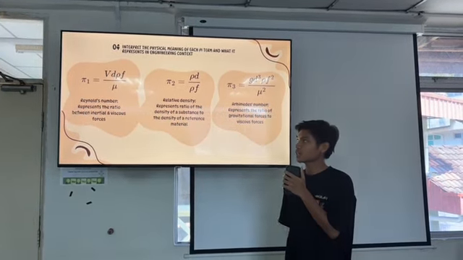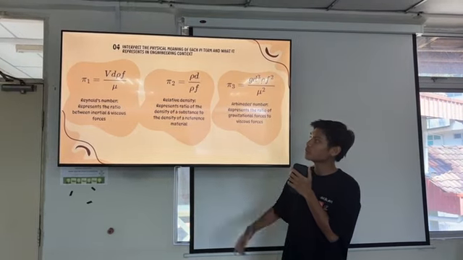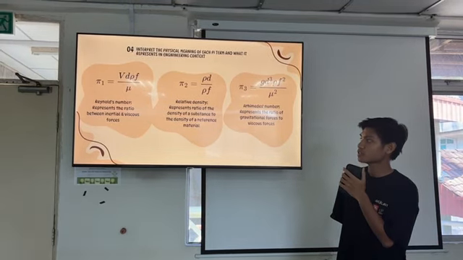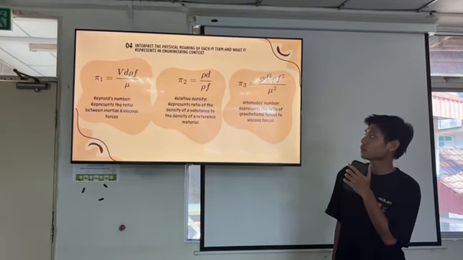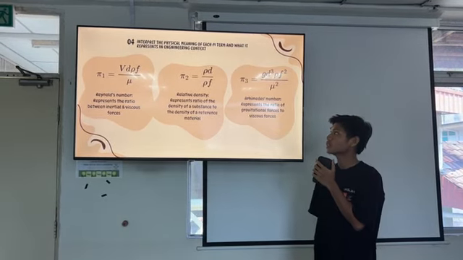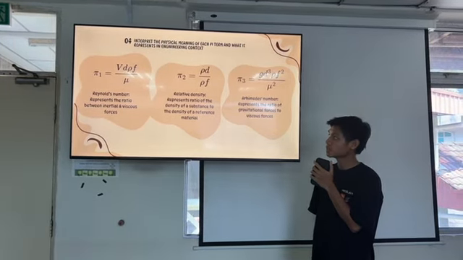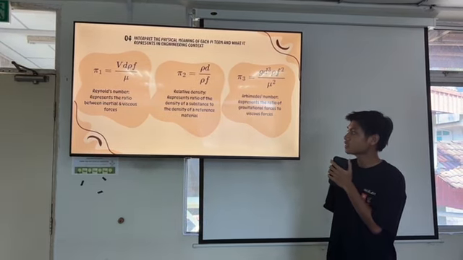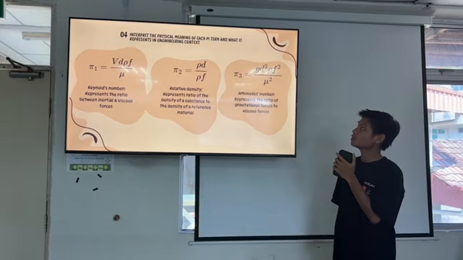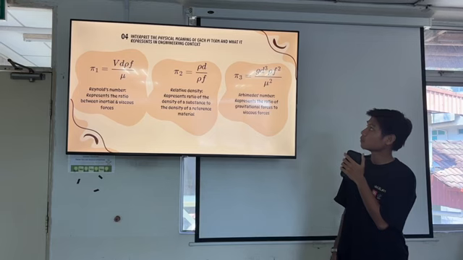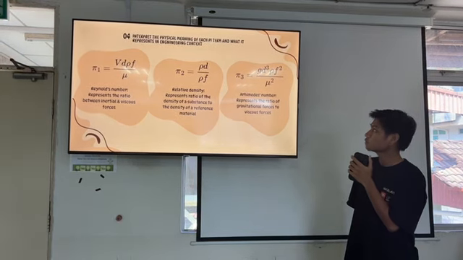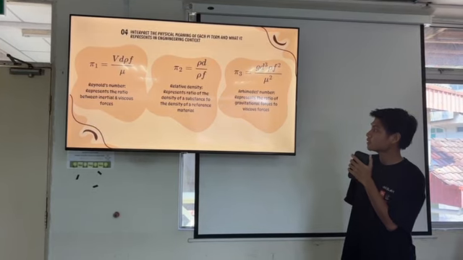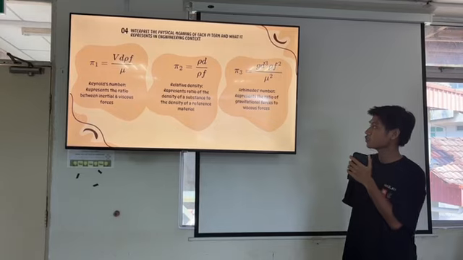So after analyzing, we get pi 1 equal to v d rho f over mu, which represents the Reynolds number, the ratio between inertia and viscous forces. And pi 2 equals rho d over rho f, which represents relative density, the ratio of the density of a substance to the density of a reference material. And pi 3 equals g d to the power of 3 rho f to the power of 2 over mu to the power of 2, which is the Archimedes number. It represents the ratio of gravitational forces to viscous forces.